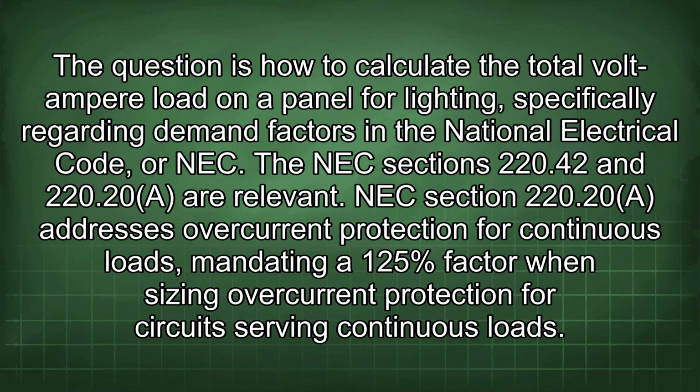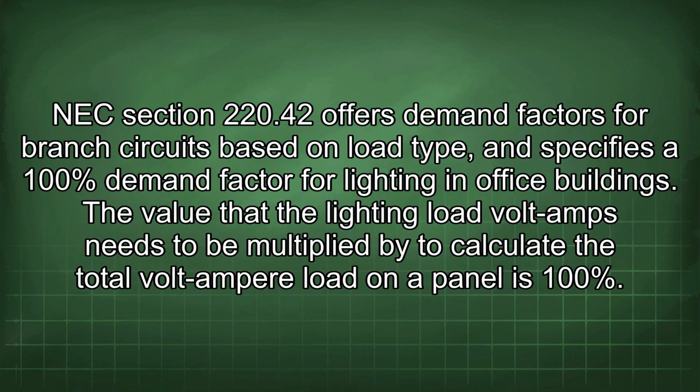NEC section 220.20 addresses overcurrent protection for continuous loads, mandating a 125% factor when sizing overcurrent protection for circuits serving continuous loads. NEC section 220.42 offers demand factors for branch circuits based on load type, and specifies a 100% demand factor for lighting in office buildings. The value that the lighting load volt amps needs to be multiplied by to calculate the total volt ampere load on a panel is 100%.